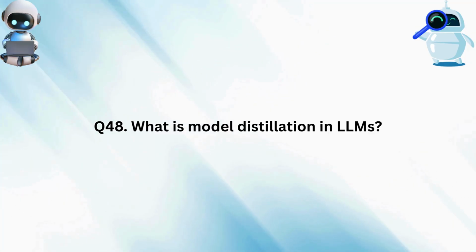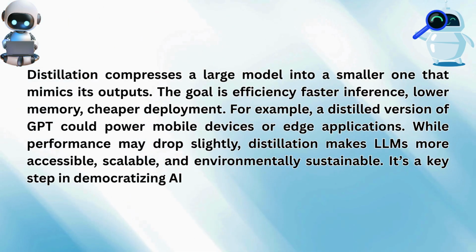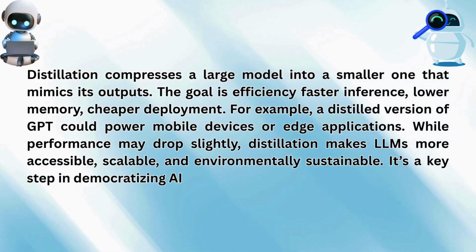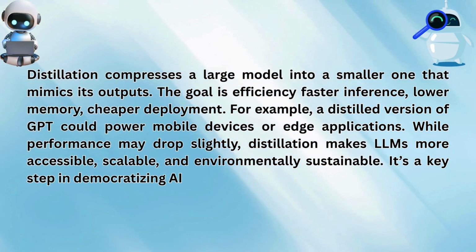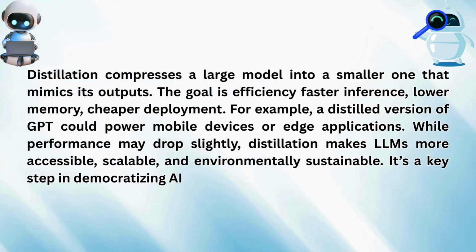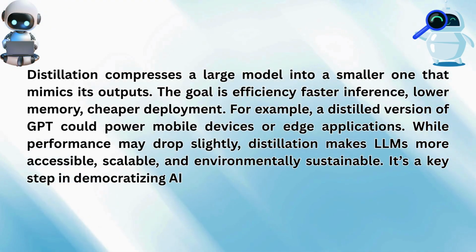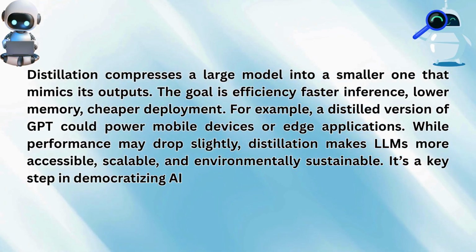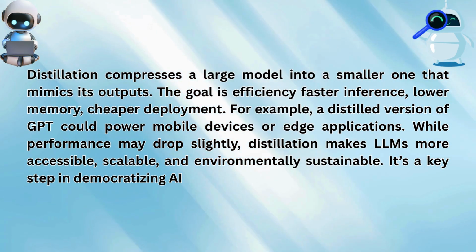What is model distillation in LLMs? Distillation compresses a large model into a smaller one that mimics its outputs. The goal is efficiency: faster inference, lower memory, cheaper deployment. For example, a distilled version of GPT could power mobile devices or edge applications. While performance may drop slightly, distillation makes LLMs more accessible, scalable, and environmentally sustainable. It's a key step in democratizing AI.